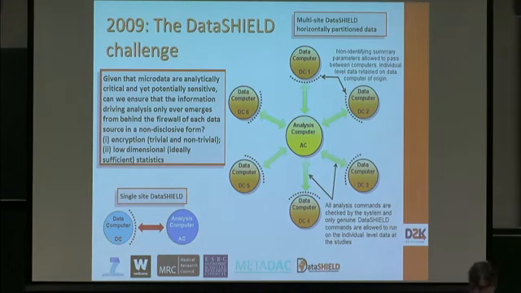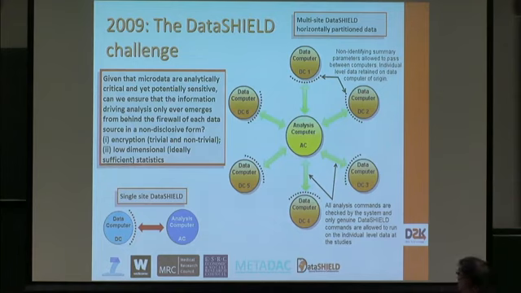Okay, so the challenge that was presented in 2009 was presented by a guy called Michael Wolfson, who at that time worked for Statistics Canada. And basically the question he asked was that, given that microdata are analytically critical and yet potentially sensitive and can't easily therefore be passed around necessarily, is there a way that we can ensure that the information driving the analysis that you want to do across multiple sites only ever emerges from behind the firewall of each data source in a non-disclosive form? So basically nothing is going to come out.